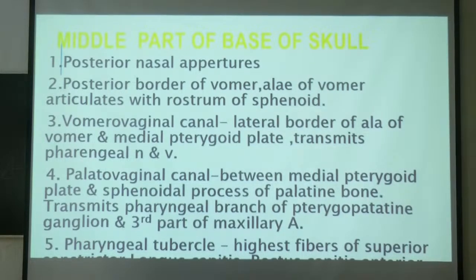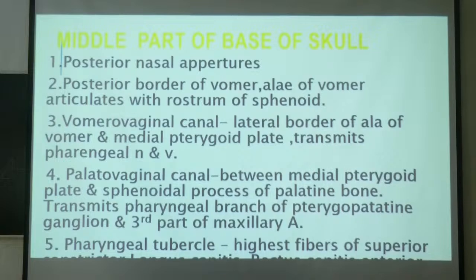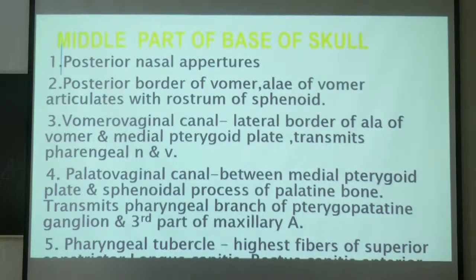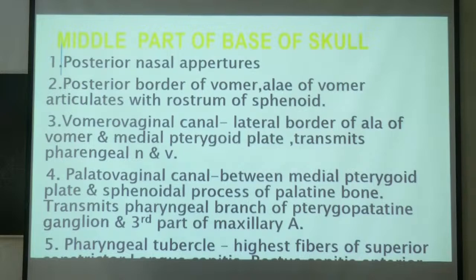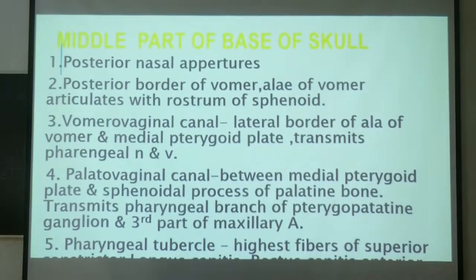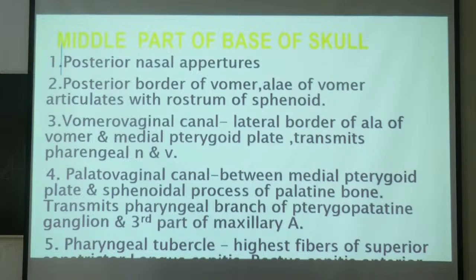Then next is vomerovaginal canal. So this is the one which is situated just beside the vomer. Okay, so that is one canal. Rather than that, you are having medial pterygoid plate which transmits the pharyngeal nerve and pharyngeal vessels.